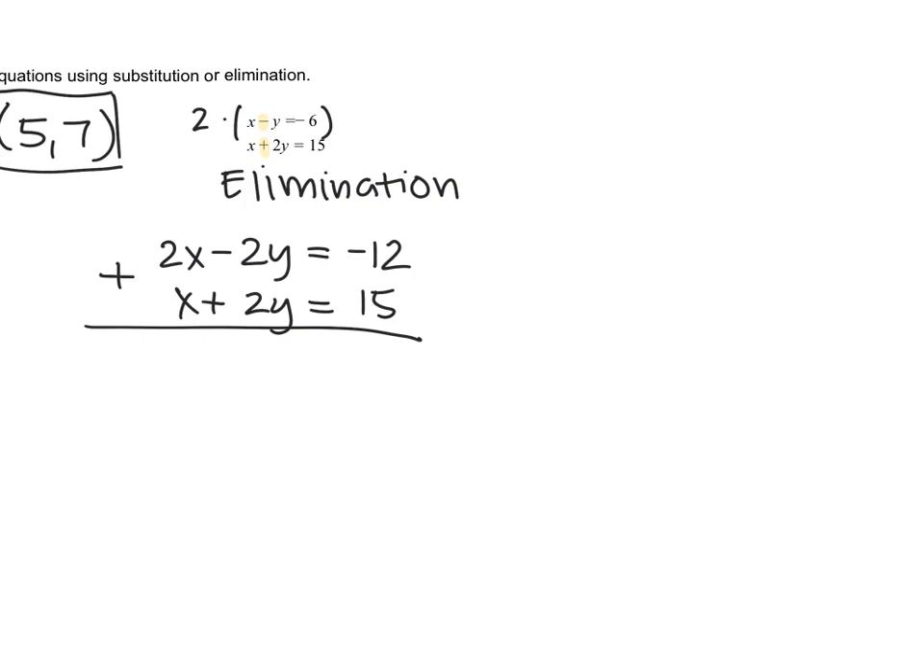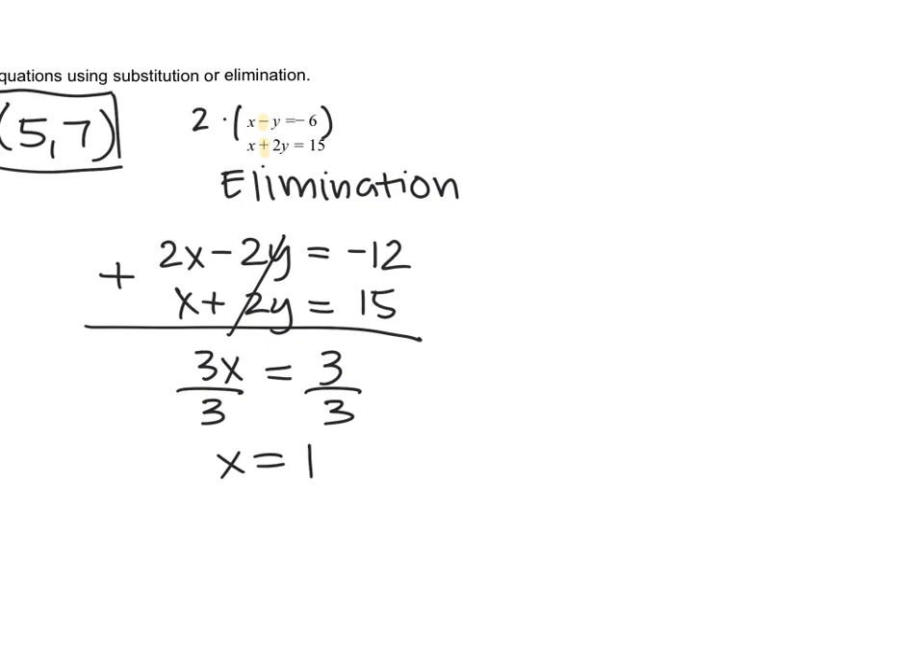When we add these equations together, 2x plus x becomes 3x. The y's cancel, they eliminate. A -2y and a positive 2y becomes 0, so I don't have to write it. And then -12 plus 15 becomes 3. So I'm now just left with 3x equals 3. Divide both sides by 3, and we get x equals 1.